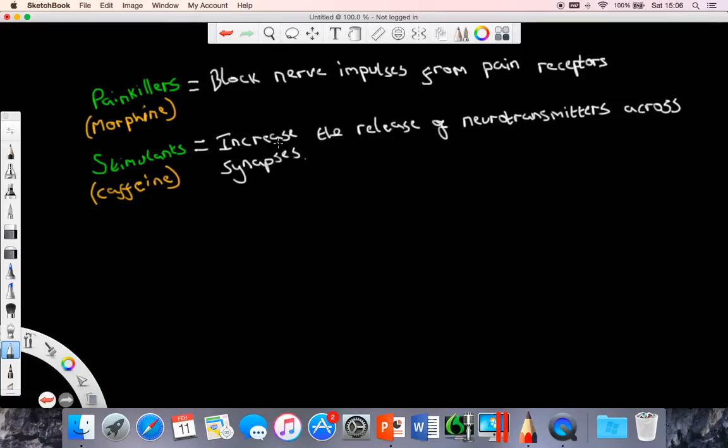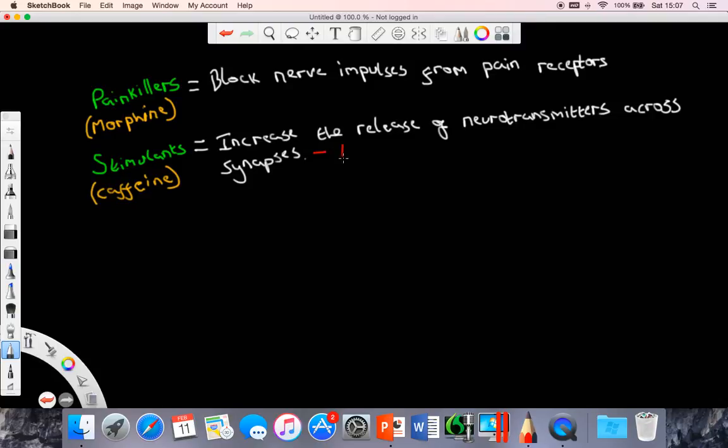Okay, so think back to a few videos ago and we spoke about the synapse, and we said that when an electrical message gets to the end of a neuron, it has to cross a synapse, which is a gap between two neurons, and therefore there are neurotransmitters released which pass the message on to the next neuron. Okay, so stimulants such as caffeine increase the release of these neurotransmitters across the synapses, and by doing that, what they actually do is they reduce your reaction time.